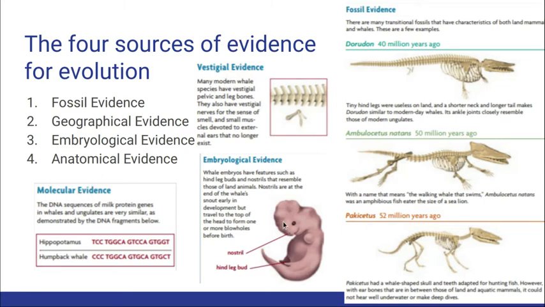Geographical doesn't really apply to the whales as they're in the ocean, so they're not really isolated geographically, as we would see in the finches later on and in other species that we talked about last week. So the evidence that whales descended from hoofed mammals is supported by these forms of evidence.